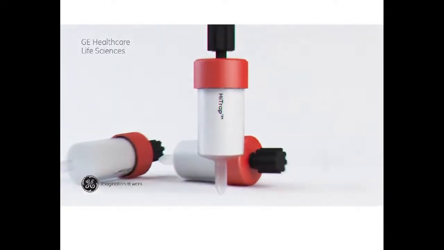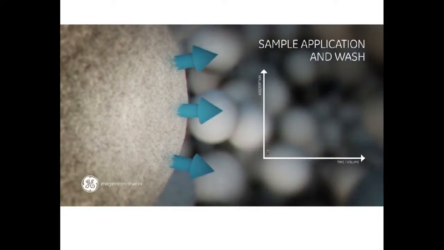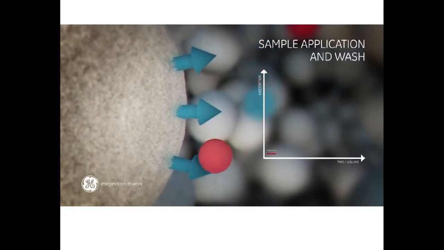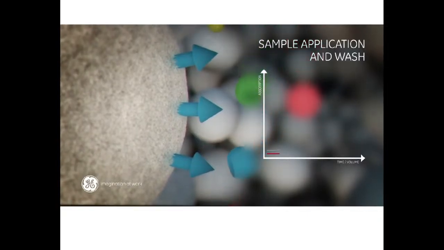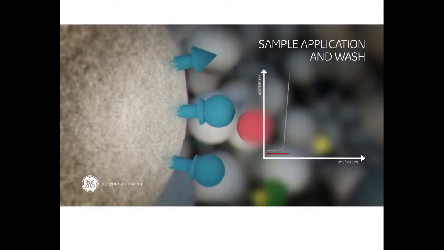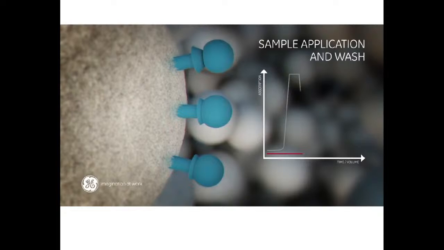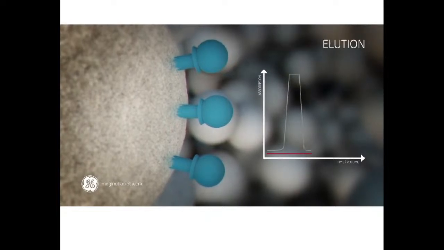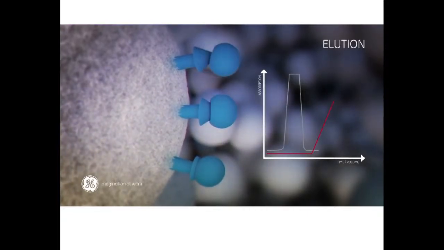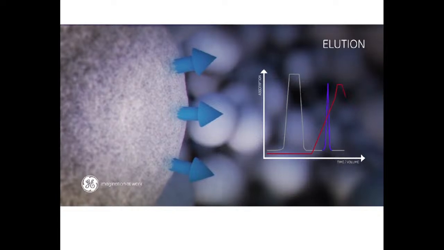The first step is the equilibration of the stationary phase to the desired start conditions. The second step is sample application and wash. The goal in this step is to bind the target molecules and wash out all unbound material. Non-binding molecules will pass through in the flow-through during washing with binding buffer. In the third step, elution, biomolecules are released from the biospecific ligand into the elution buffer by a change in the buffer composition. A common way is to increase the pH of the buffer.